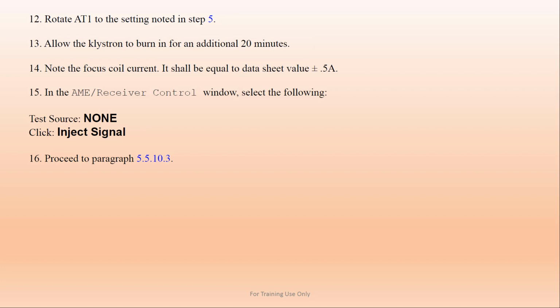Verify that your focus coil current is equal to the datasheet value or nameplate value plus or minus a half an amp. And then after this 20 minutes, we're going to shut the system down by changing our test source drop down to none, injecting signal, and we're ready to proceed to paragraph 5.5.10.3.